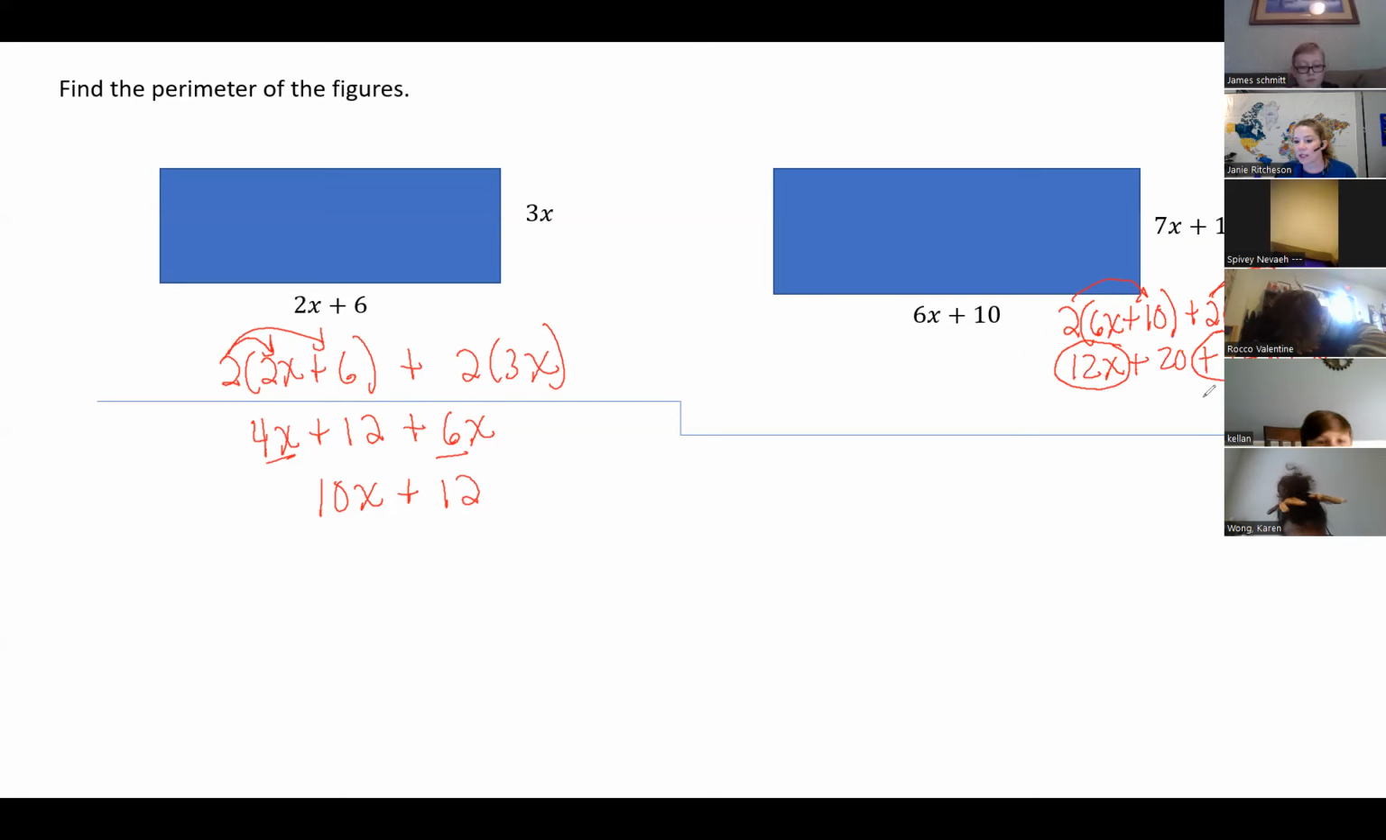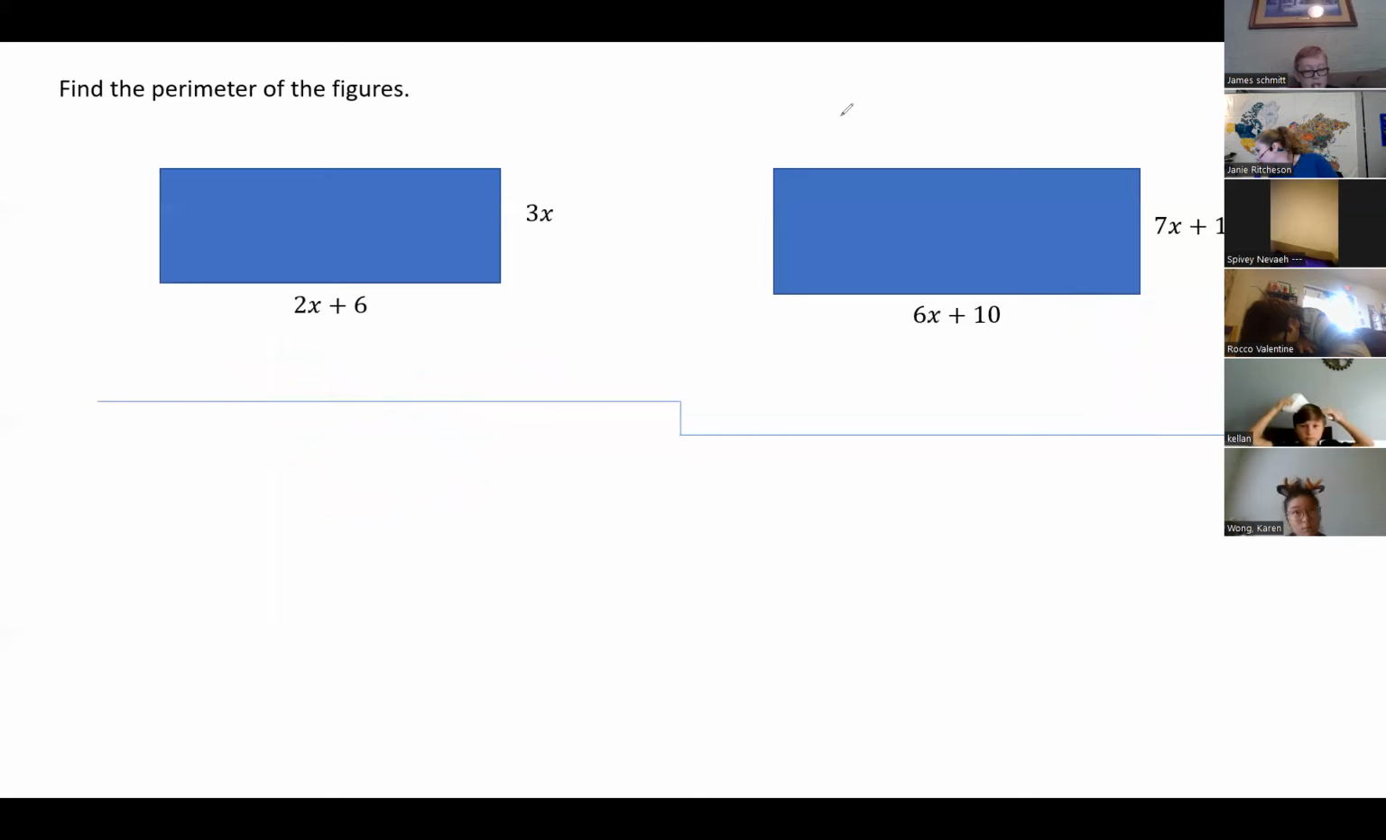All right, so 12x plus 14x is 26x, and 20 plus 2 is 22. How'd we do? Raise your hand if you got it right. What? Yes. Good job, everybody. All right, so I think I do need to skip a couple.